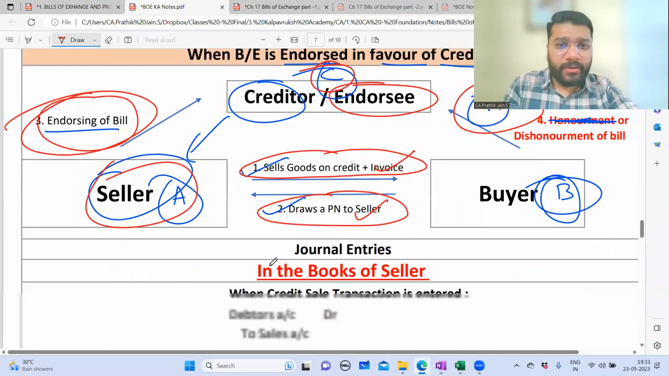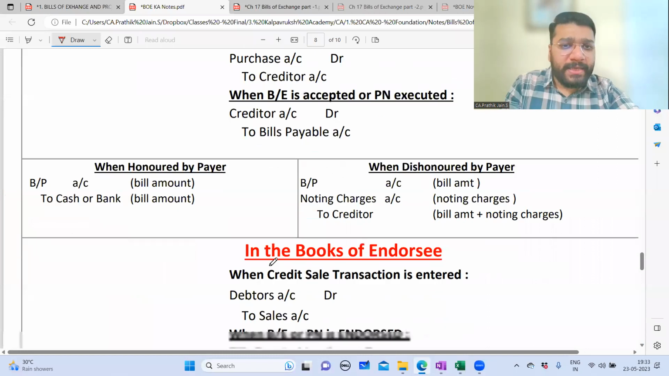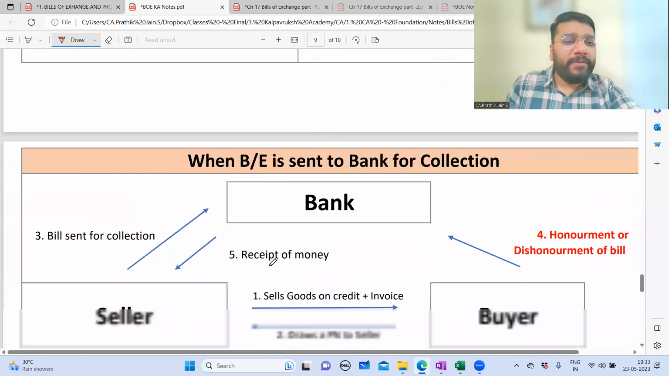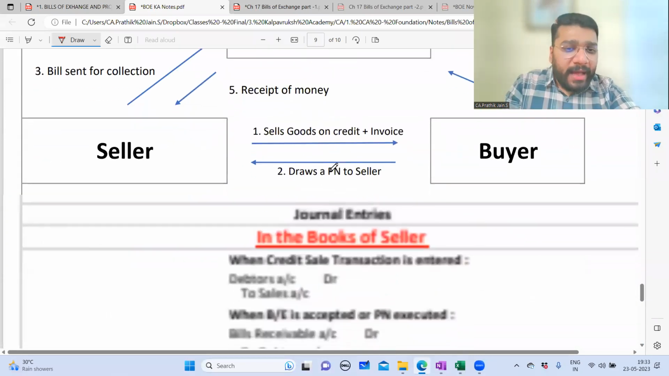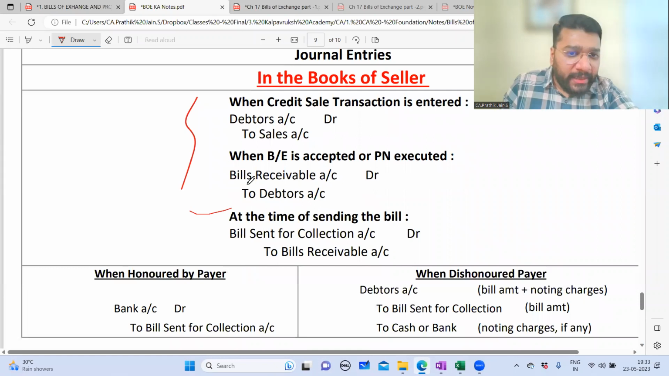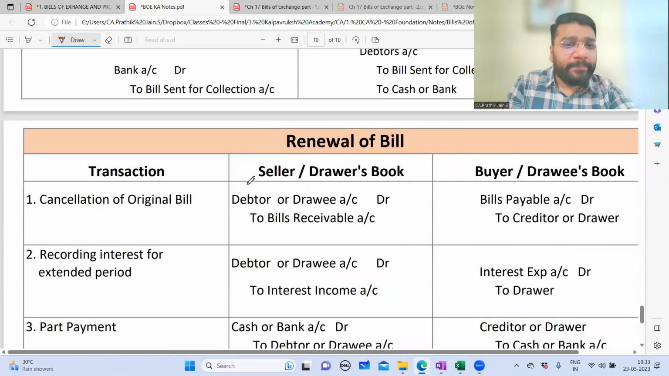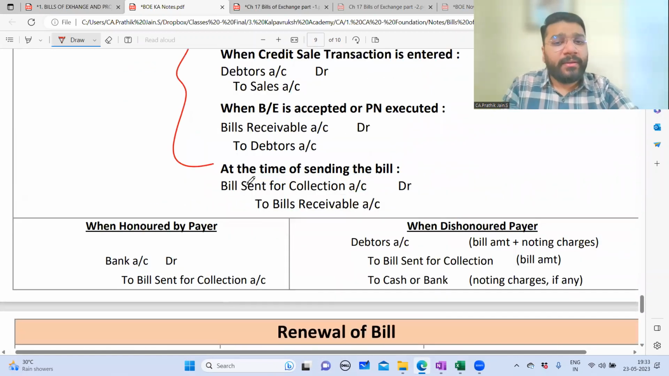Very good. Now, guys, the final concept is there. What will happen if the bill of exchange is sent to the bank for collection? For this, unfortunately, there is no question given. But I have given for all of you the journal entries here. In the books of the seller, what will be the entry? In the books of the buyer, what will be the entry? That also I'll give it to you. So if that is there, is it enough? Or do you want me to frame a question and give it to you?